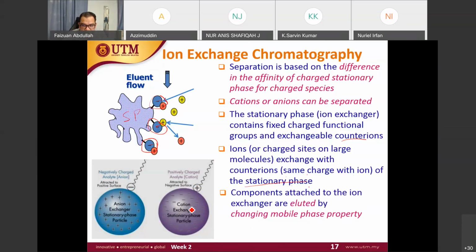Components attached to the ion exchanger are eluted by changing the mobile phase property. Again, if you want to elute all the analytes for the next analysis, because we don't want our sample retained in our stationary phase, we need to remove all the analytes by changing the mobile phase property.